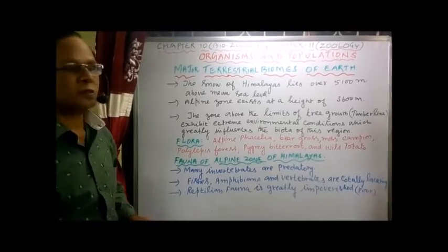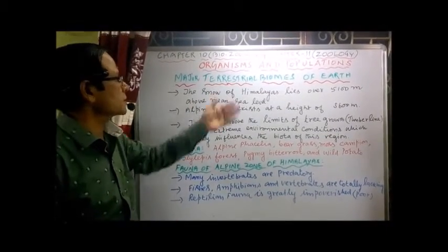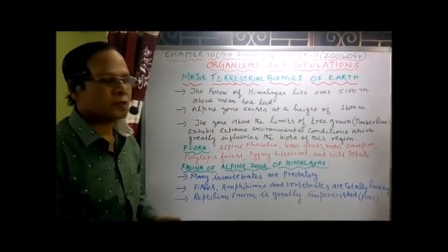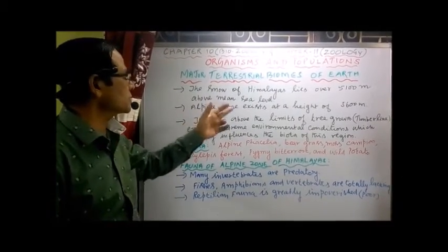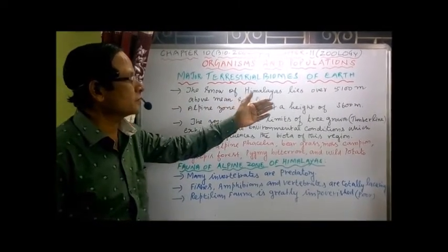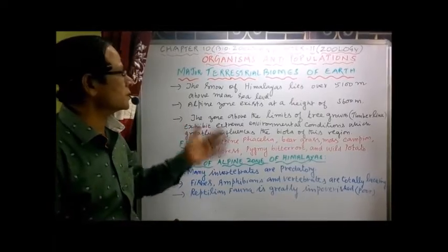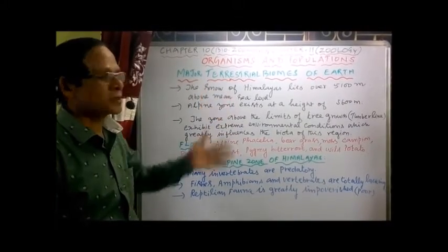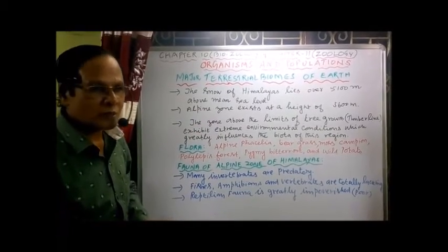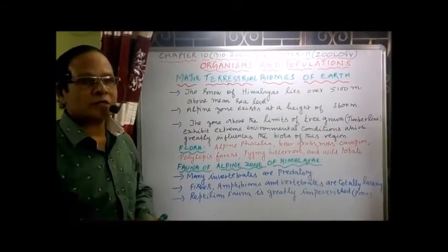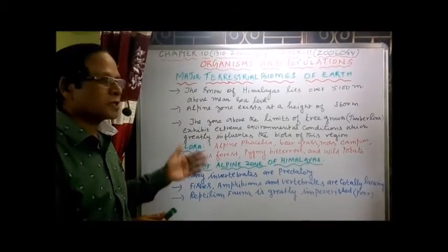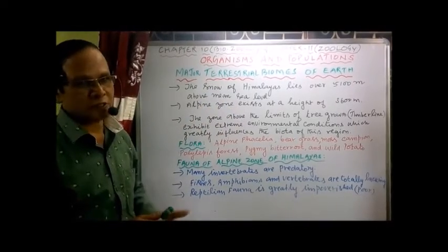The example for that is the Alpine zone of the Himalayas. The snow of the Himalayas lies over 5,100 meters above mean sea level, and the Alpine zone exists at a height of 3,600 meters above sea level in the Himalayan area. The zone above the limits of tree growth, the timberline, exhibits extreme environmental conditions, which greatly influence the biota of this region.